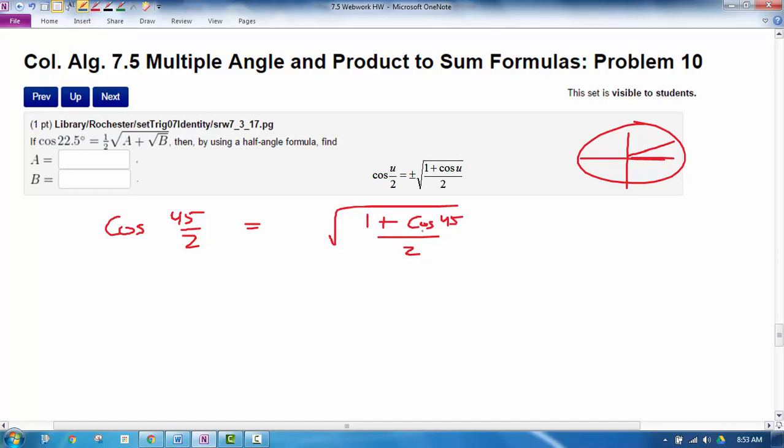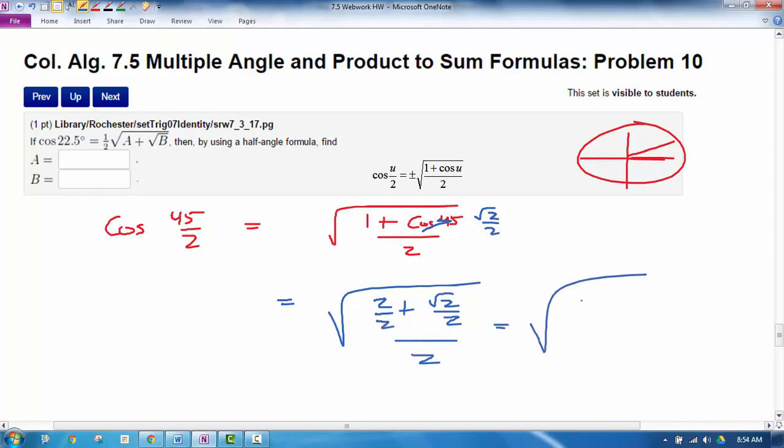And then we know that the cosine of 45 is on your unit circle, that's the square root of 2 over 2. So this turns into the square root of 1 plus the square root of 2 over 2 all over 2. Now I'm going to get a common denominator right here, so I'm going to rewrite this as 2 over 2. And this simplifies to 2 plus the square root of 2 all over 2 divided by 2, which I'm going to multiply by 1/2 instead. And that turns into 1/4 in the bottom. And then that's pretty much my answer.